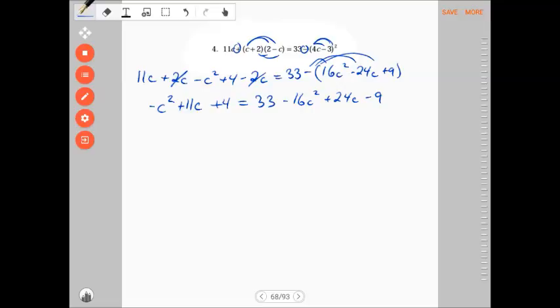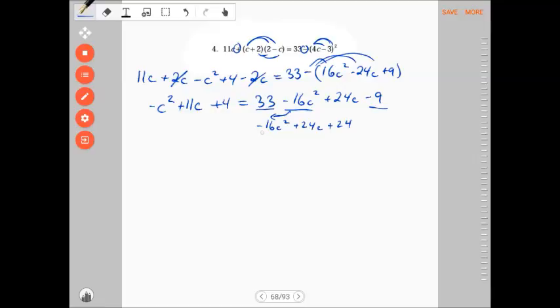All right, so now we rearrange some more. Noticing that the negative c squared over here, if I move that over, it's going to be a positive. So we're going to move all this stuff over. I guess we should combine the 33 and the 9 first. We really don't have to, but 33 minus 9 is 24. So really this is minus 16c squared plus 24c plus 24, right? 33 minus 9 is 24.